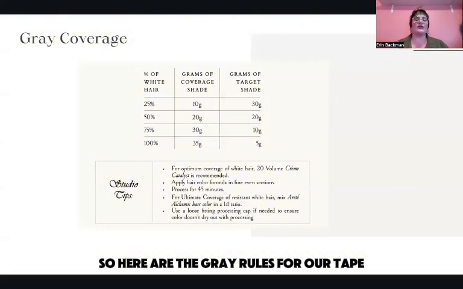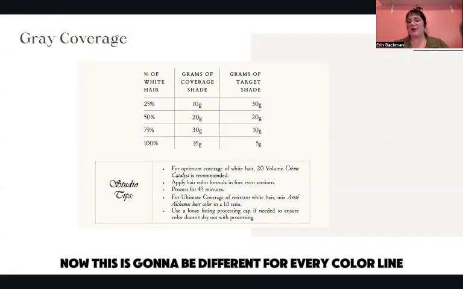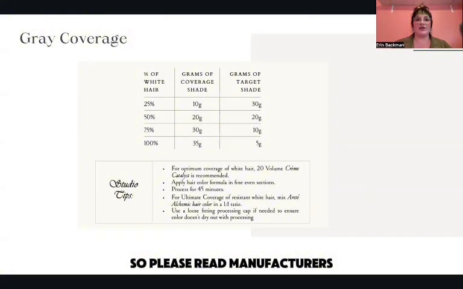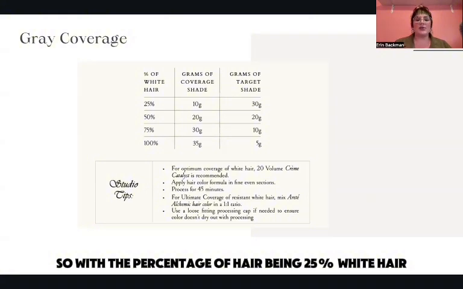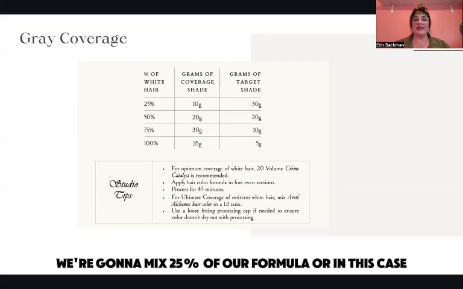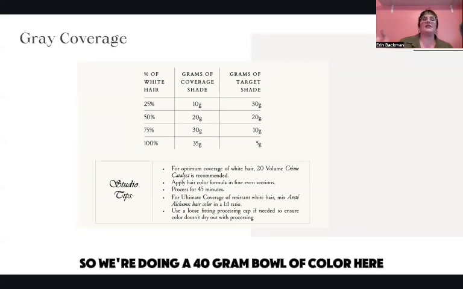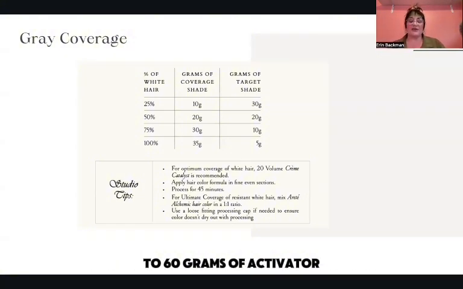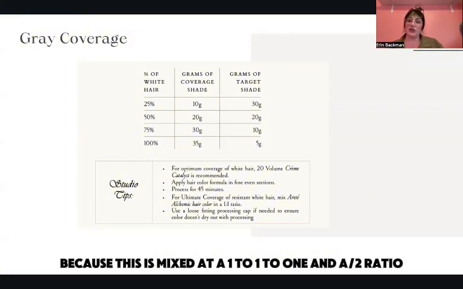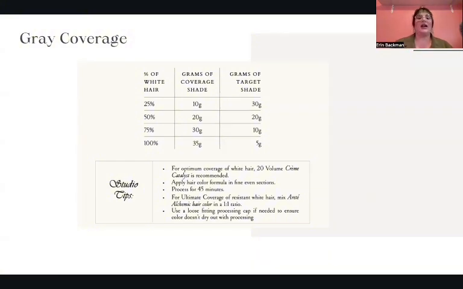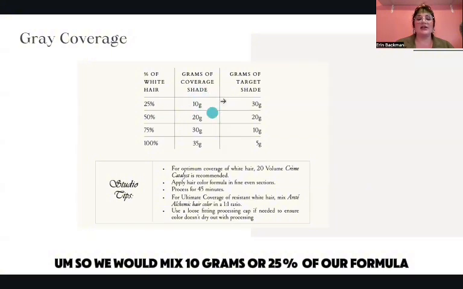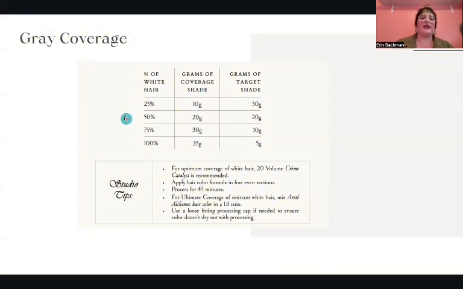So here are the gray rules for Arete. Now this is going to be different for every color line. So please read manufacturer's directions when it comes to this stuff, because again, it's going to be different. So with the percentage of hair being 25% white hair, we're going to mix 25% of our formula, or in this case, 10 grams to 30 grams of our target shade. So we're doing a 40-gram bowl of color here to 60 grams of activator, because this is mixed at a 1 to 1.5 ratio. So we would mix 10 grams or 25% of our formula.